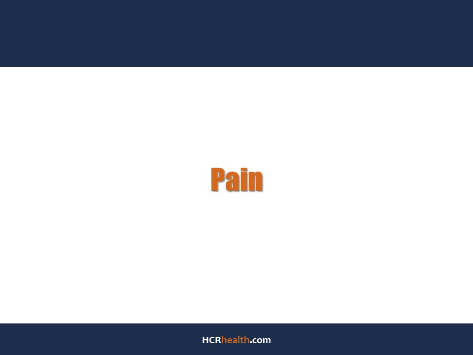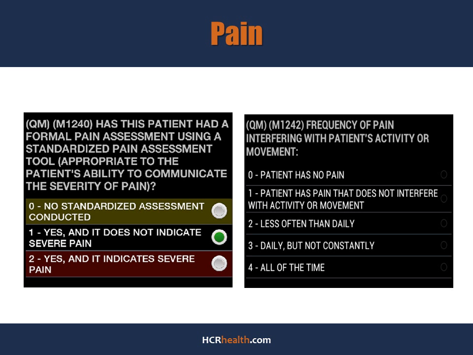Let's first start by discussing the OASIS items regarding pain. There are two OASIS questions that inquire about pain. Remember, the OASIS questions are only a component of a comprehensive pain assessment. Your physical assessment of the patient will collect more specific information about pain that your patient may be experiencing. The first OASIS question we have about pain is regarding how we assess the patient for their pain.